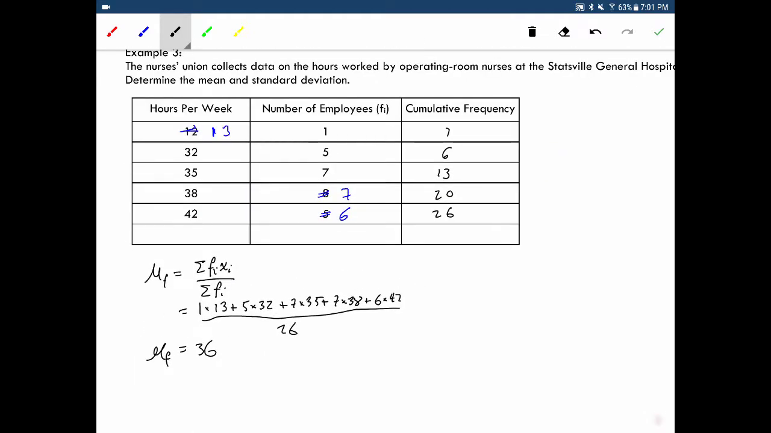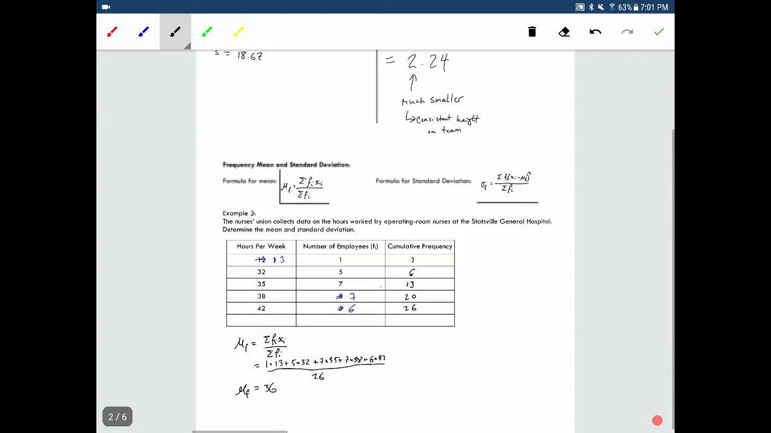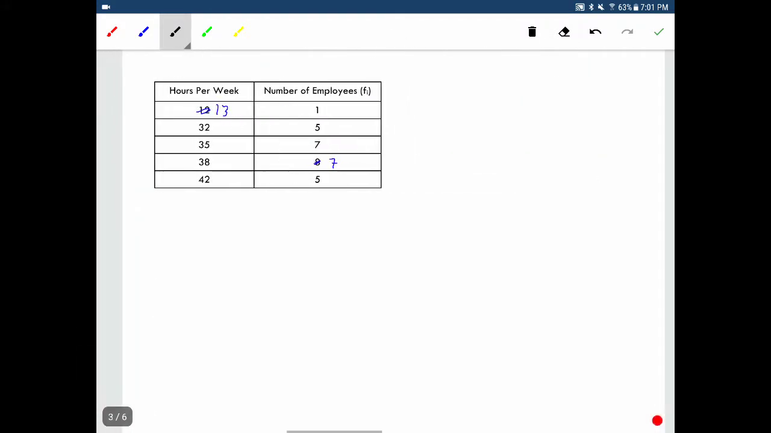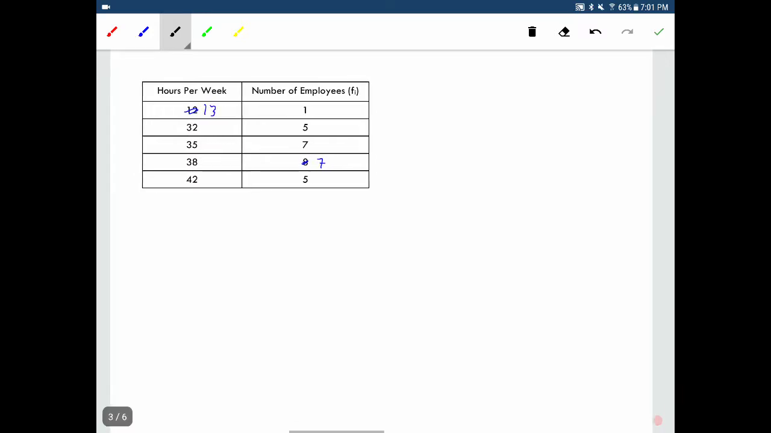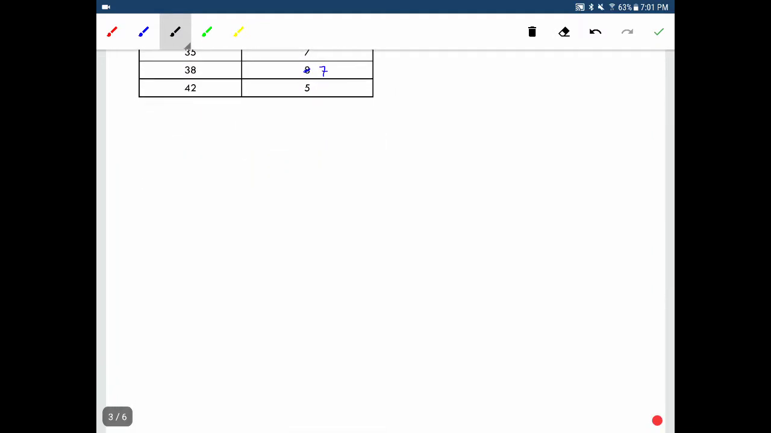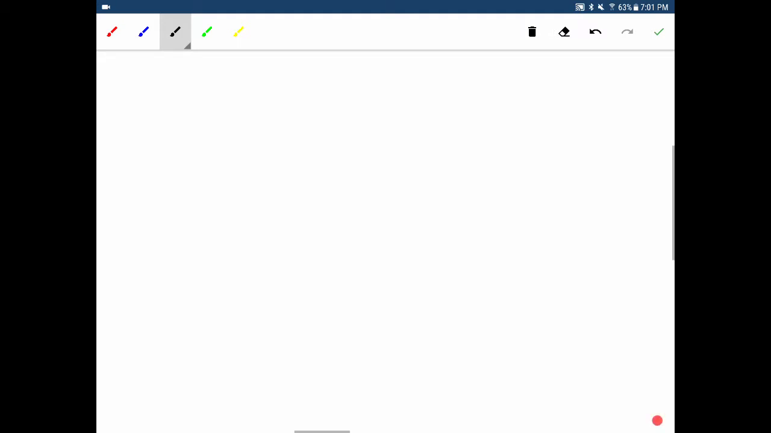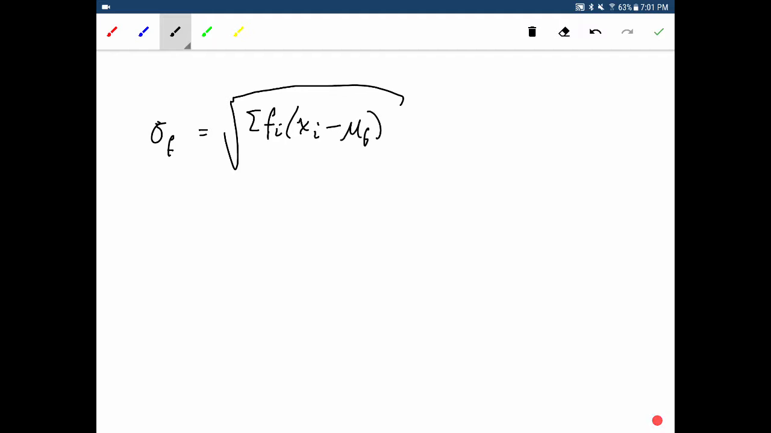All right. So the next thing is we're going to find the standard deviation. I didn't leave myself a ton of room. Actually, I did leave myself more room. Let's do it over here on the next page because we have tons of room on this page. So here we go. The formula: we have the square root of the sum of the frequency times xi minus mu, squared, and then we'll divide by the sum of the frequencies.